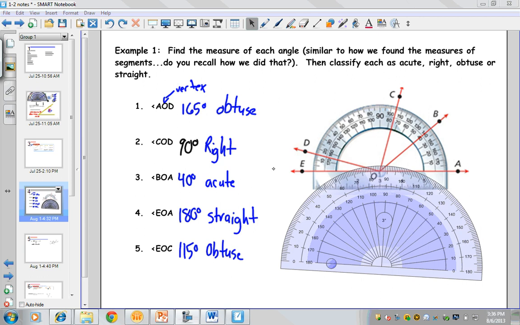Question number 4 is EOA, which is a straight line, which is 180 degrees. And lastly, EOC, which is 115. So hopefully you got those right, so let's move on.